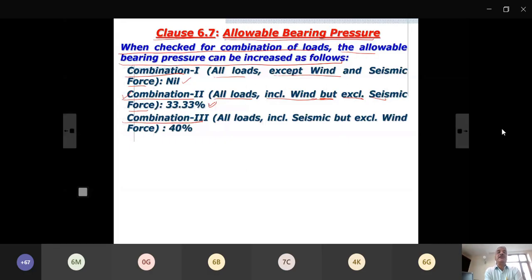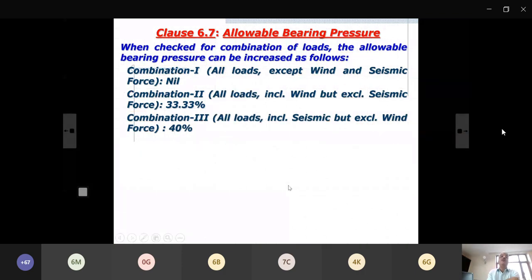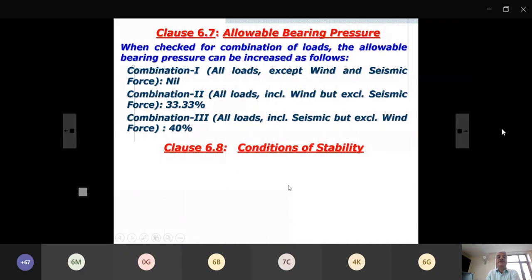And the third combination is all loads including seismic but excluding wind. Normally you will see seismic and wind both are not taken together, because you don't consider that the maximum wind and the maximum earthquake will come at the same time. That is very rare. So it is including seismic but excluding wind. Then you can increase by 40%, 1.4 times your allowable bearing pressure. That is what our code allows for allowable bearing pressure.